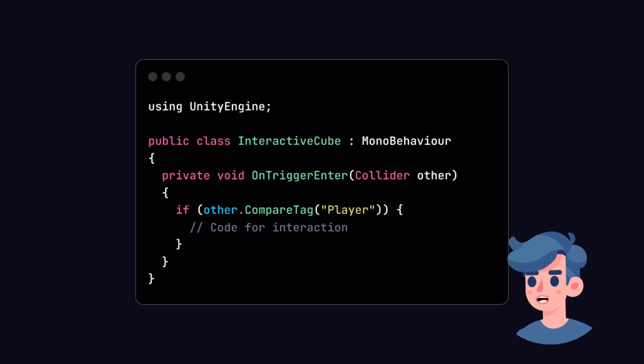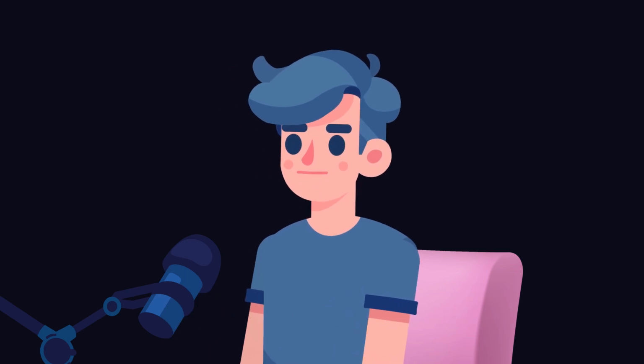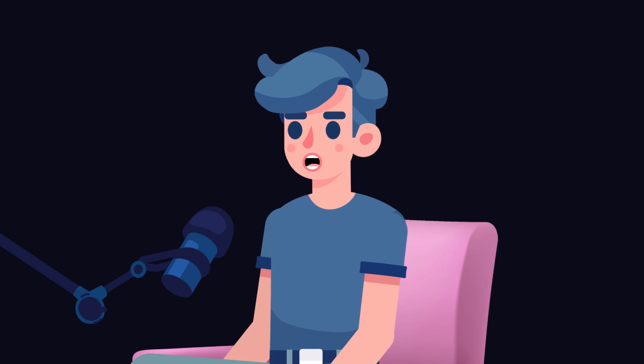Next, let's implement some interactive elements in our game environment. Create a simple cube that the player can interact with by right-clicking in the hierarchy, selecting 3D Object, and then Cube. Scale it to an appropriate size. To make this cube interactive, we need to attach a collider component and also a rigid body component to it. Ensure that Is Kinematic is unchecked in the rigid body settings so it reacts to physics properly.